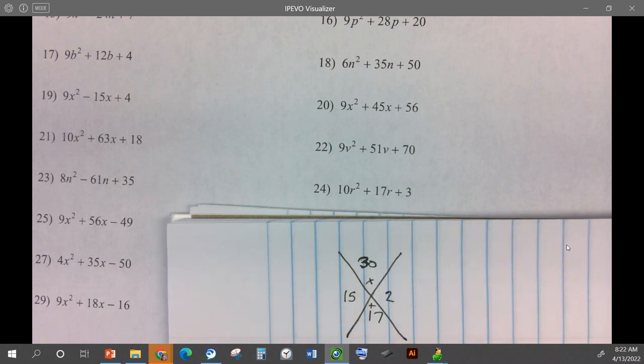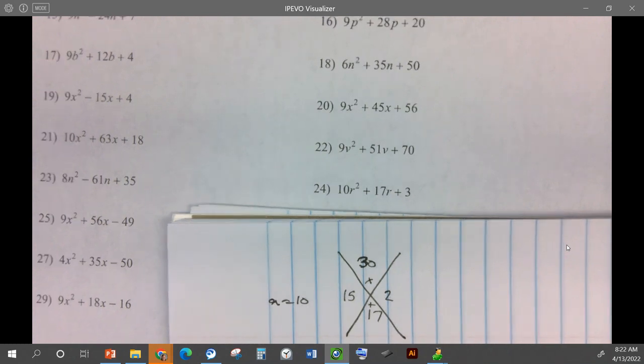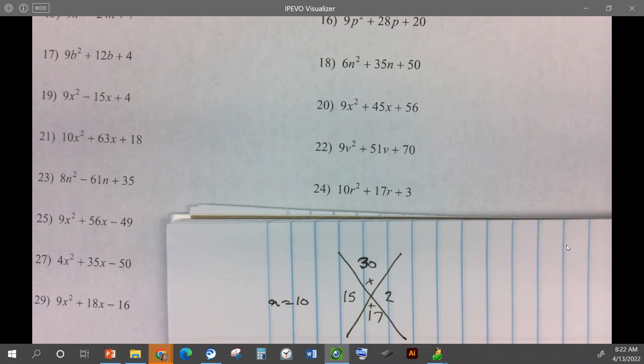Okay, so here are our factors. What is our variable? R plus 15 and R plus 2. And then we have to remember our next step. We have to take A. Here A is 10, and we have to divide by 10. So we just take R plus 15 divided by 10, R plus 2 divided by 10. So the first thing that we need to do here is to simplify.